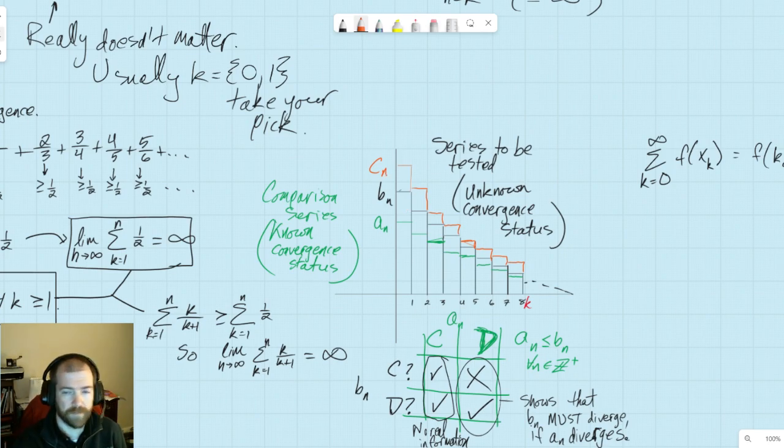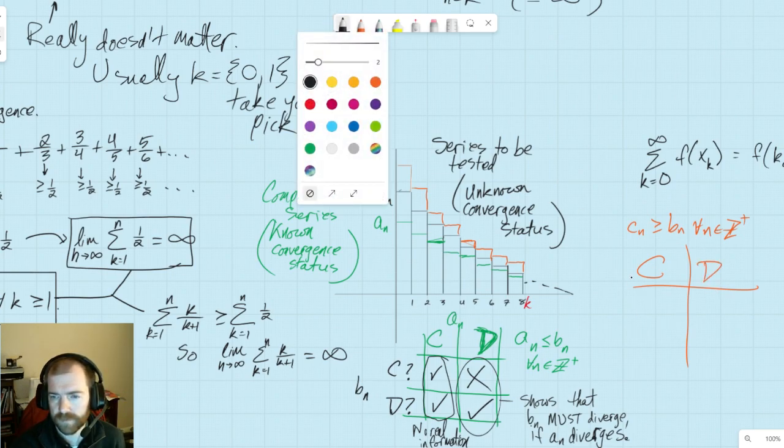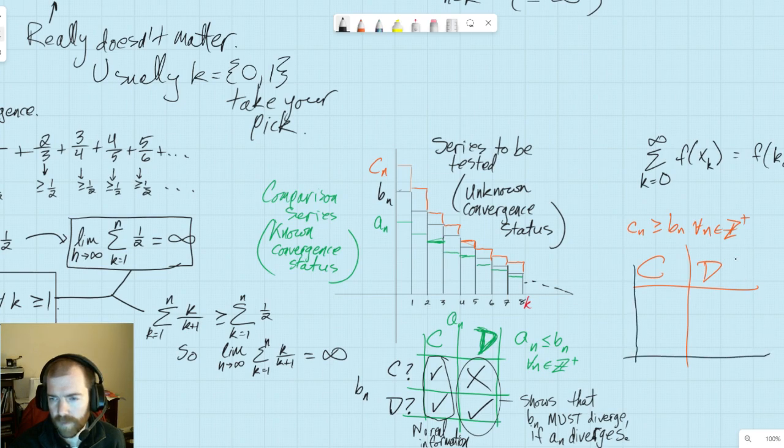All right, then do C sub n. So C sub n is going to be greater than or equal to B sub n for all n in the positive integers. All right, always. So then let's do the same table. B sub n there. C sub n there.